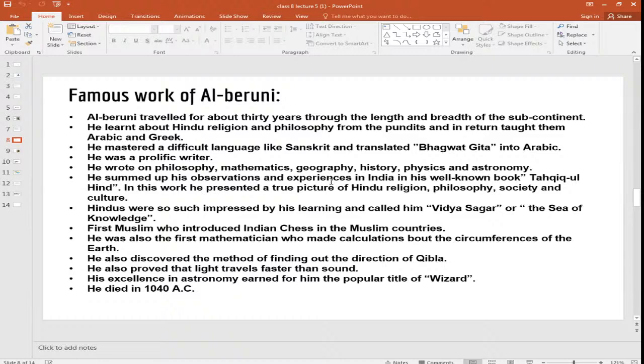He summed up his observation and experience in India in his well-known book Tehqiqul Hind. In this work or in this book, he presented a true picture of Hindu religion, philosophy, society and culture. तो आप इससे आंसर बना के अपना लिख सकते हैं.